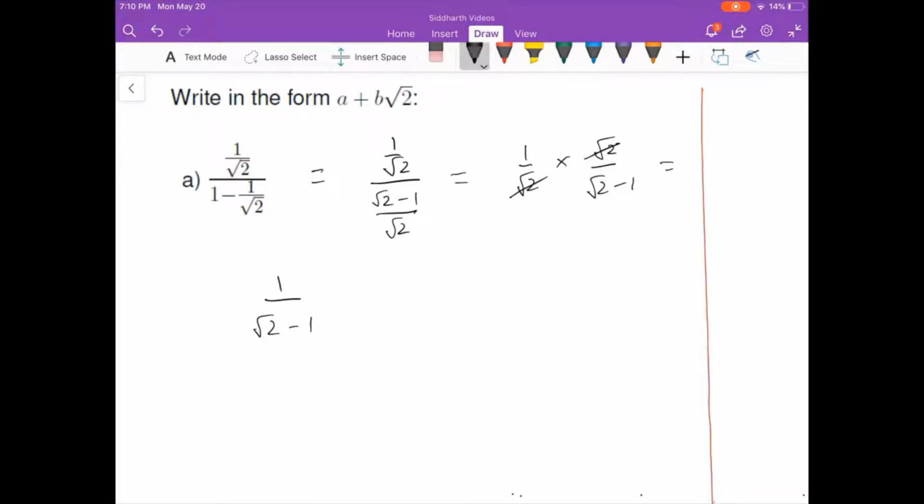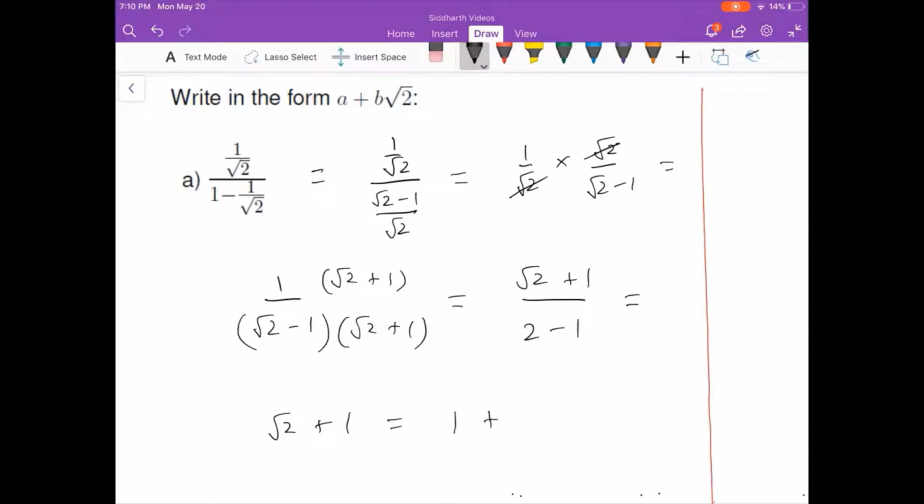Now, to rationalize the denominator, we can multiply by root 2 plus 1 on both the numerator and the denominator to get the denominator in the form of a plus b into a minus b. We get root 2 plus 1 divided by 2 minus 1, which is 1. So we get root 2 plus 1, which is the same thing as 1 plus root 2, which is our answer, where a equal to 1 and b equal to 1.